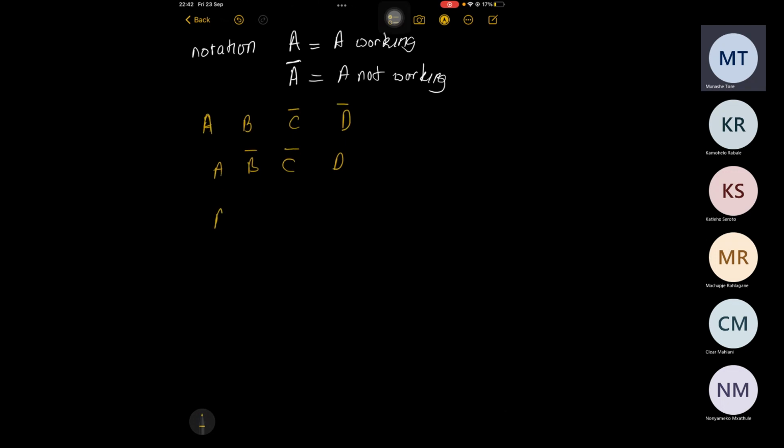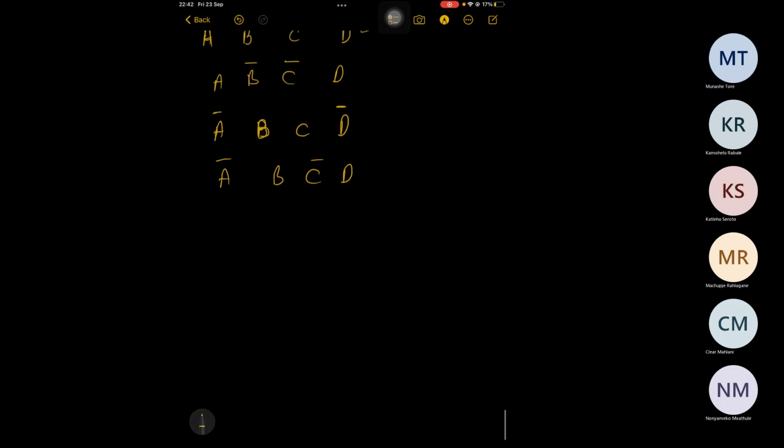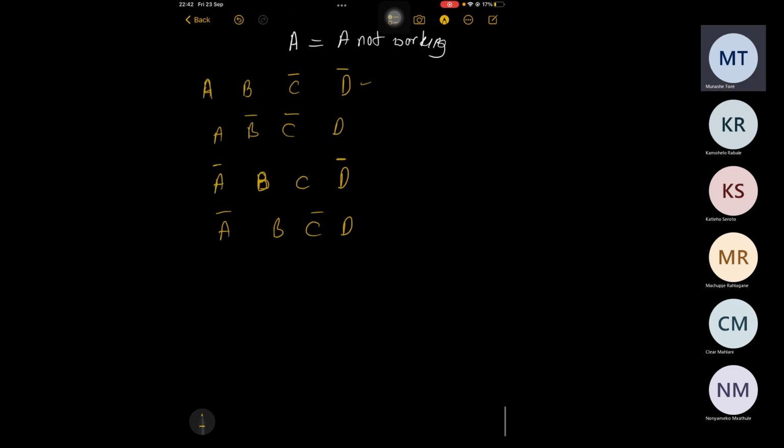Now let's go on to B. We have A, B, C, and D. If we say the combination of B and A working, we already have it here, so we can't include it. Then what about for B and C working? It's fine. So if B and C are working, then A and D are not working. Then for A, B, C, D, another combination, B and D will be working, so A and C will not be working. You see, this is the other combination. Then in this case, we're concerned about B.